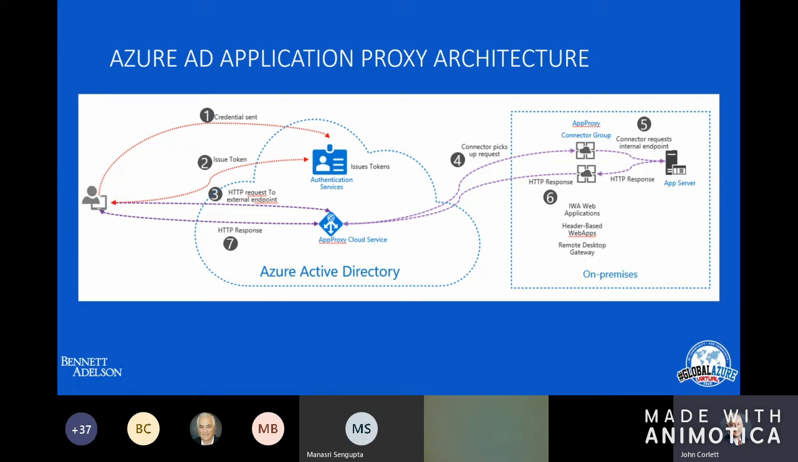Then those connectors perform an additional auth required on behalf of the user and request the internal endpoint of the app server to send the request back to the on-premises application. Then the response from the app server is sent through the connector to the proxy service. And finally, the response is sent from the application proxy service to the user.